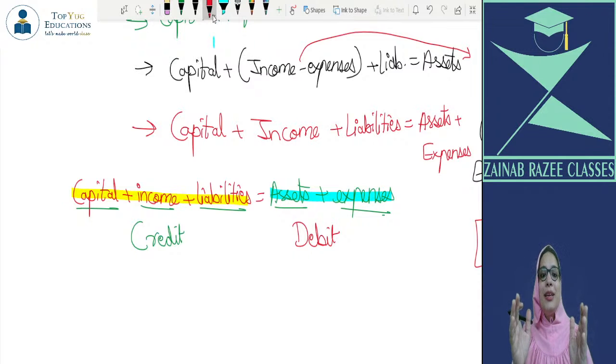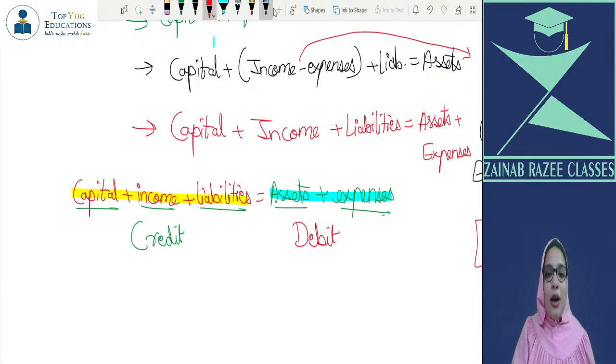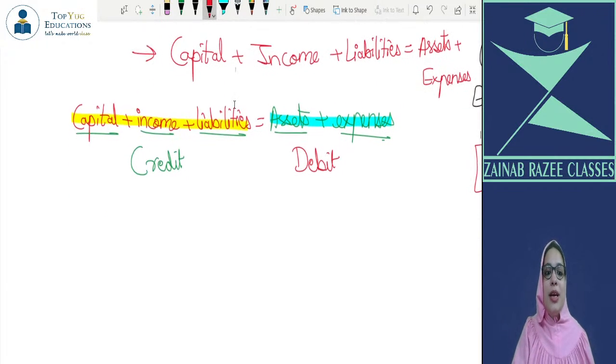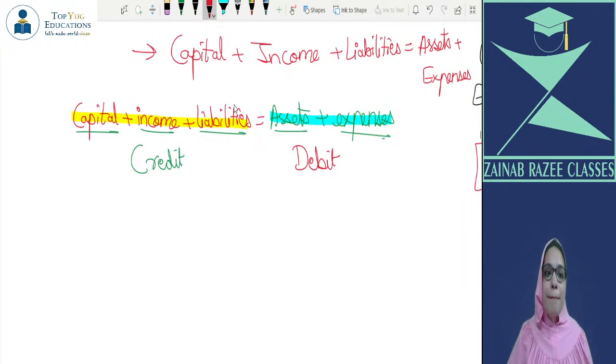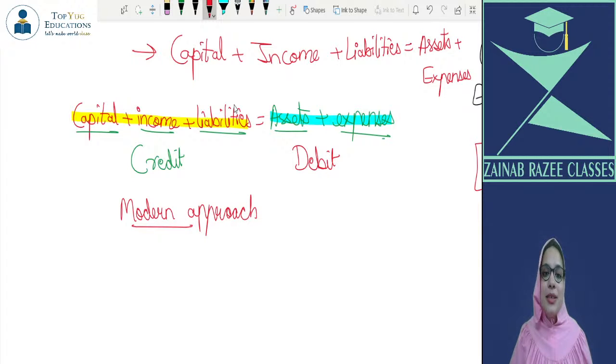I just wanted to relate because everywhere we are on the point of dual aspect concept where total of credit always has to match total of debit. The debits and credits will always match. Okay. So now I'll write it properly. So now you can say that as per modern approach, accounts are first of all classified as, I hope everything has been noted up till here.